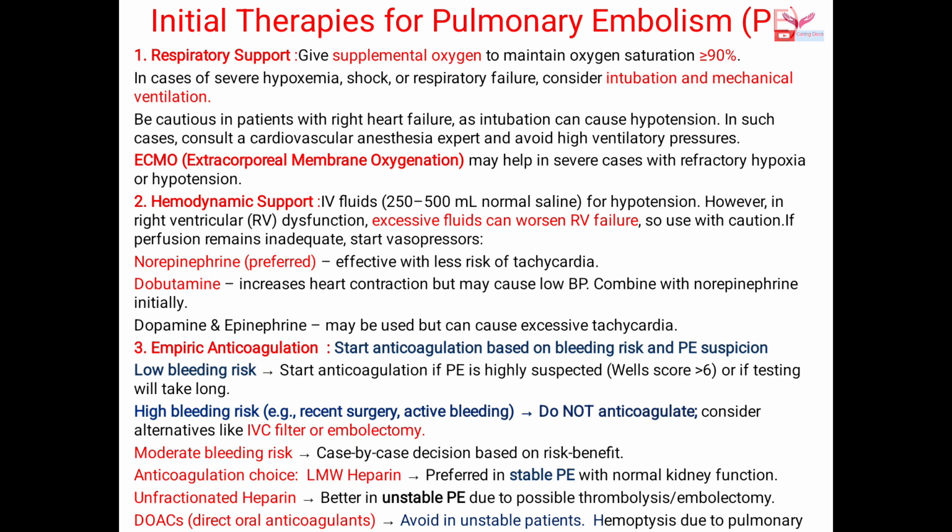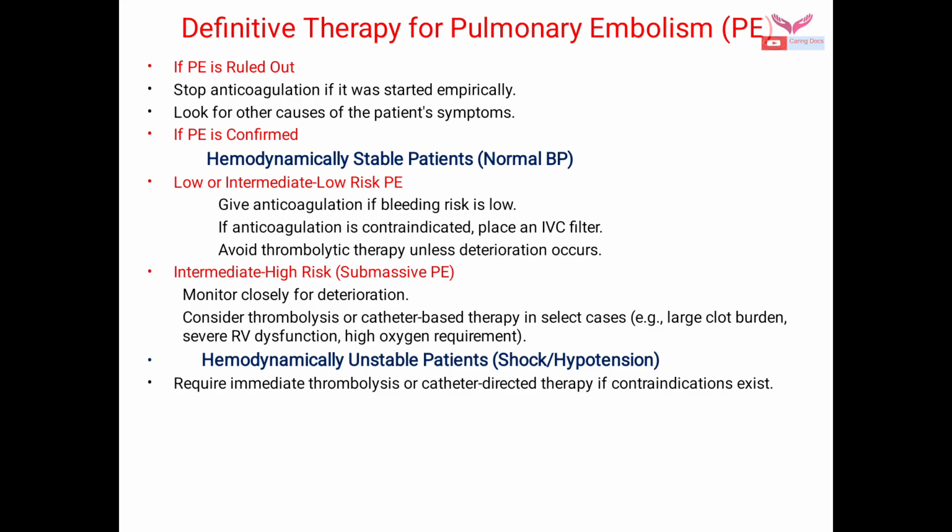The anticoagulant of choice is low molecular weight heparin. It is preferred in stable pulmonary embolism with normal kidney function. Unfractionated heparin is better in unstable pulmonary embolism due to possible thrombolysis and embolectomy. Direct oral anticoagulants are avoided in unstable patients, and hemoptysis due to pulmonary infarction is not a contraindication for use of oral anticoagulants.